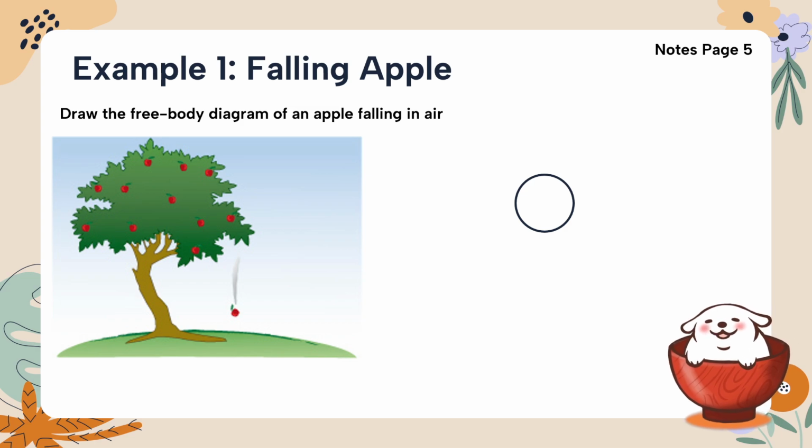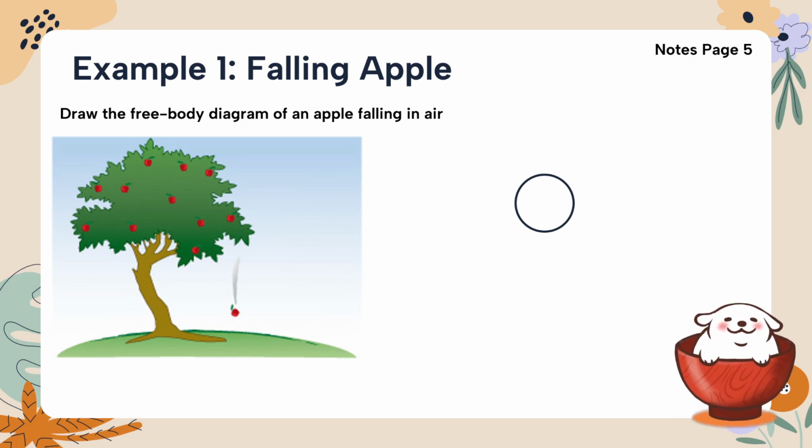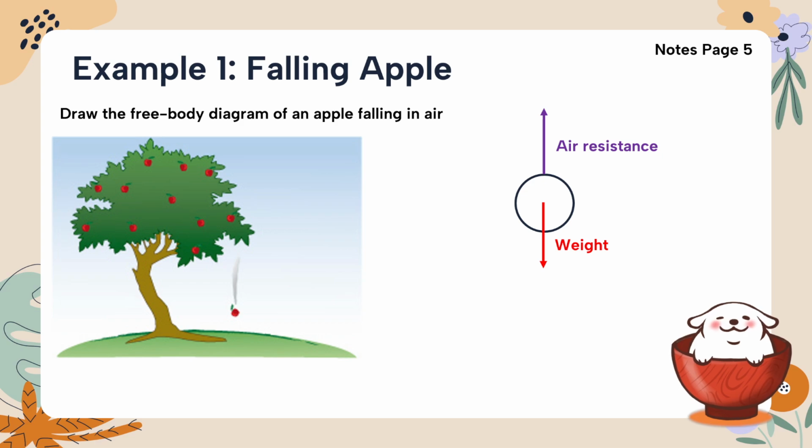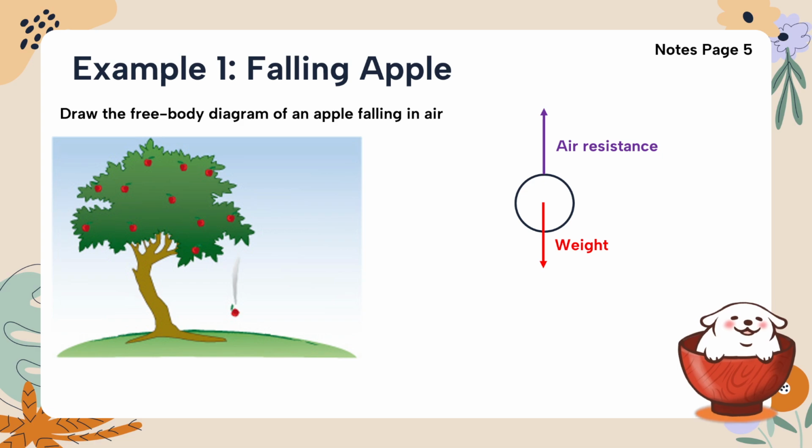Okay, if you are ready, you have thought of two forces, weight and air resistance. The weight will be drawn from the center, acting downwards, and the air resistance should be drawn acting upwards since it opposes the falling motion. And take note that the air resistance should be drawn at the surface of the apple, or in this case, the circle.